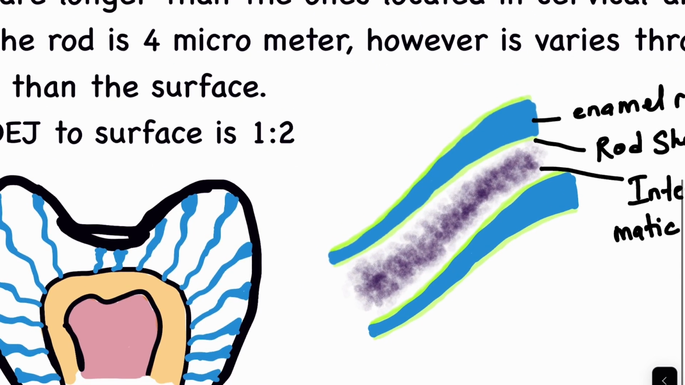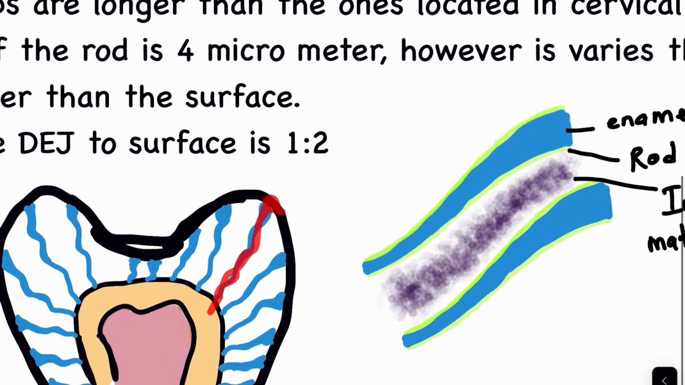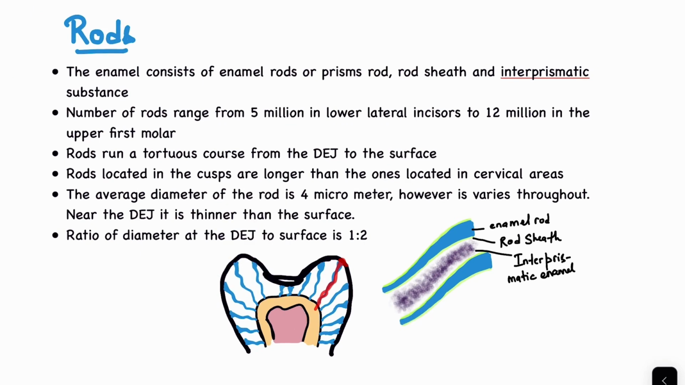Rods run in a tortuous course from the dentino-enamel junction to the surface. What it means is that enamel rods won't go straight like this. They run in a wavy kind of fashion, and they start from the dentino-enamel junction and they end at the surface of the enamel, obviously. They form the enamel.